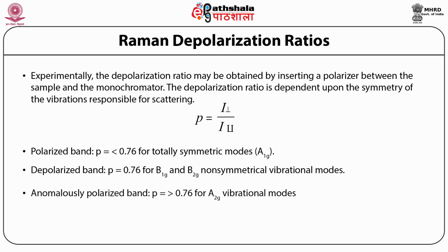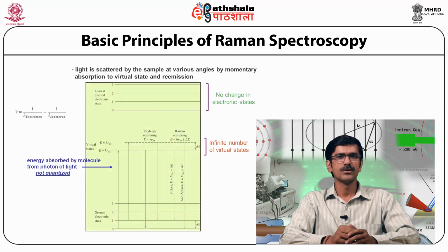Anomalously polarized bands, P is greater than 0.76 for A2g vibrational modes. Now, the basic principles of Raman spectroscopy.